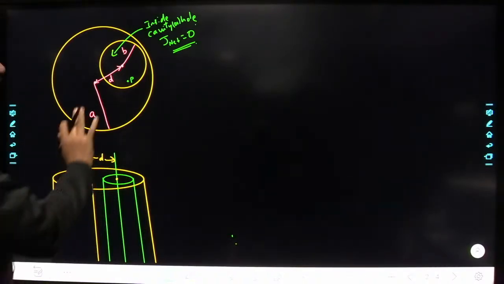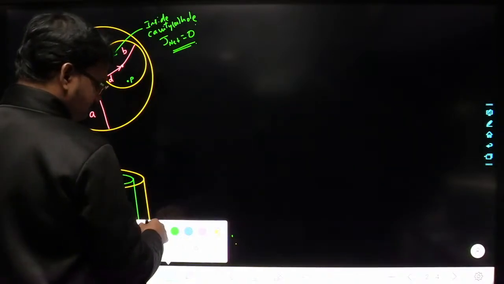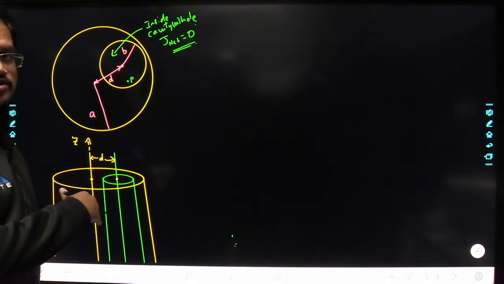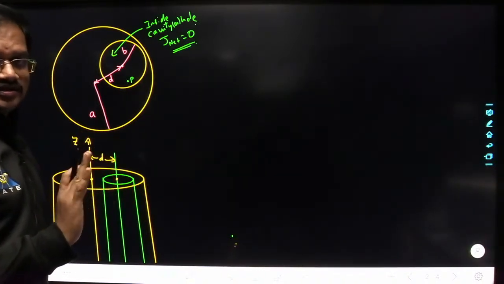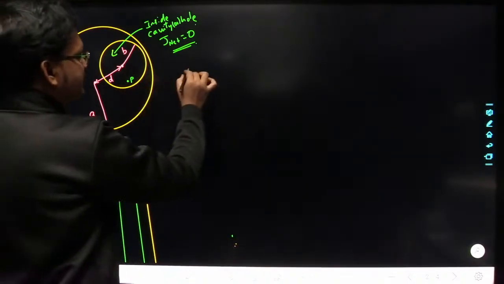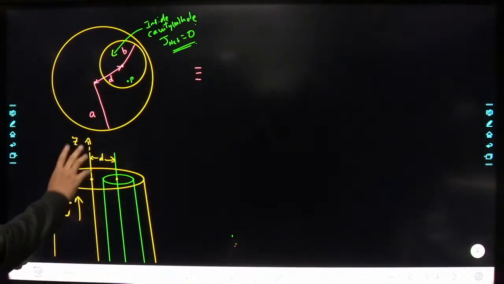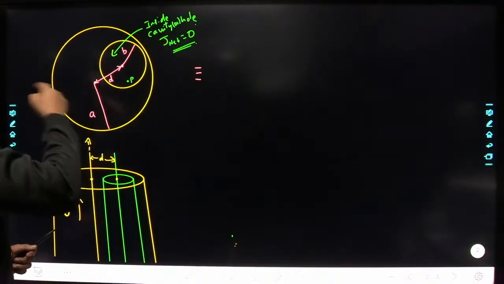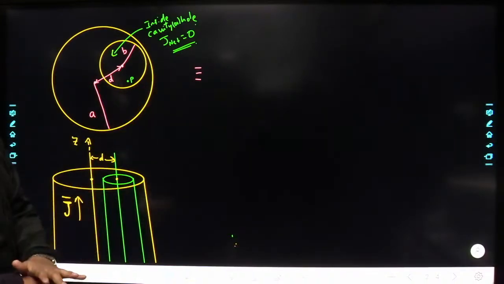Understood? So what I am going to do here is follow the same procedure, whatever I have followed in Gauss law, superposition of Gauss law. Here I am going to follow superposition of Ampere's law. That's it. Understood? Okay. So I am going to split this into two cylindrical wires.